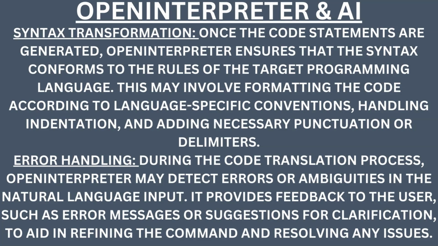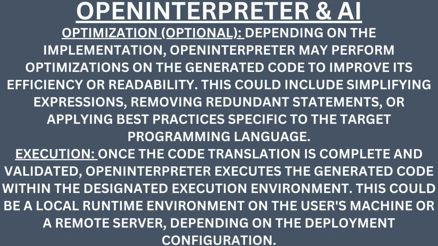Error handling. During the code translation process, Open Interpreter may detect errors or ambiguities in the natural language input. It provides feedback to the user such as error messages or suggestions for clarification to aid in refining the command and resolving any issues. Optimization, optional. Depending on the implementation, Open Interpreter may perform optimizations on the generated code to improve its efficiency or readability. This could include simplifying expressions, removing redundant statements, or applying best practices specific to the target programming language.